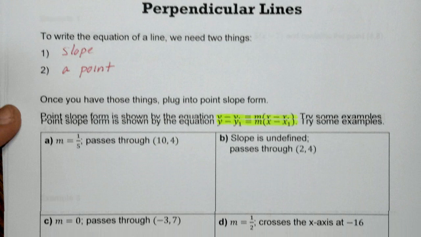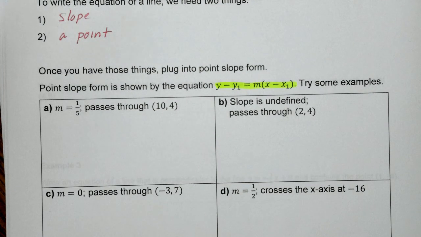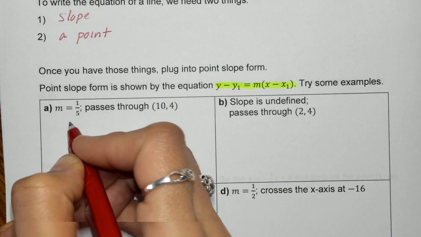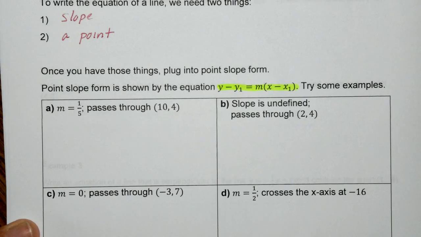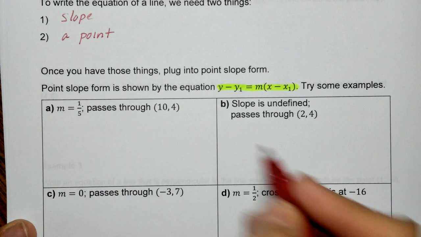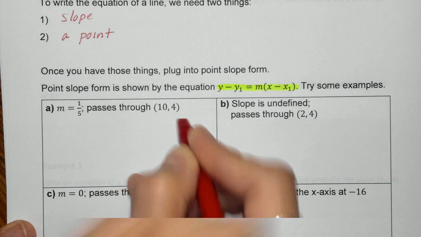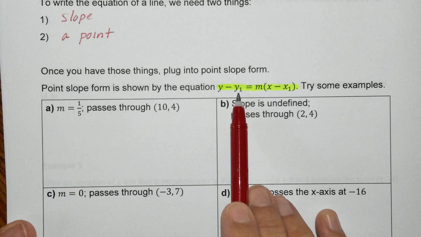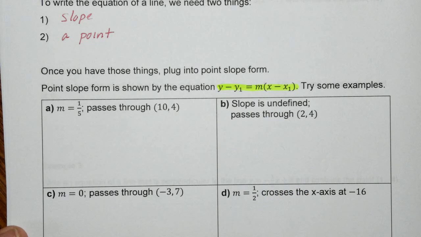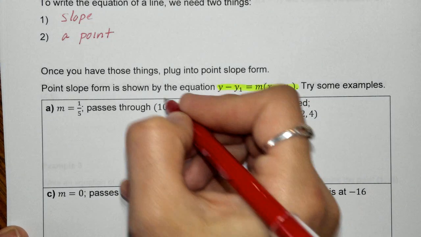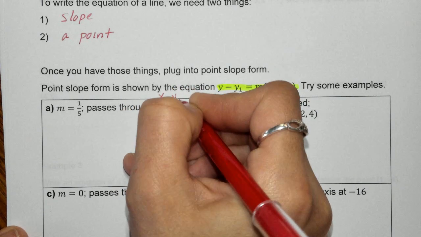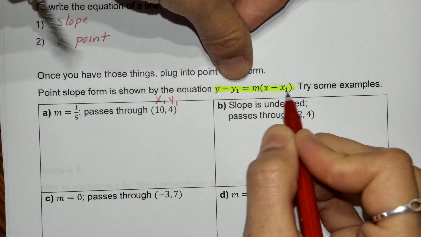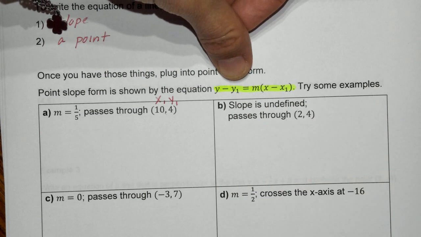So we take a look at this first one here. We're going to see that our slope is 1 over 5, and it's going to pass through the point (10, 4). So we have our point and we have our slope. Here, the y1 and x1 are going to represent the point, and the m is our slope. So here we can label this as x1 and y1. And we're just going to plug everything into here. It is that simple sometimes.